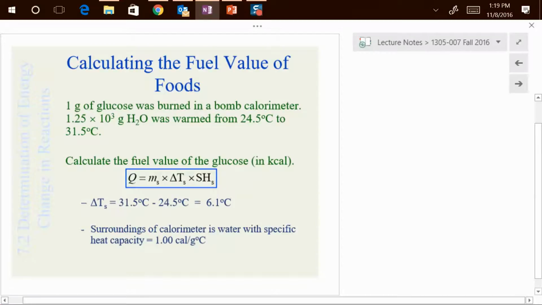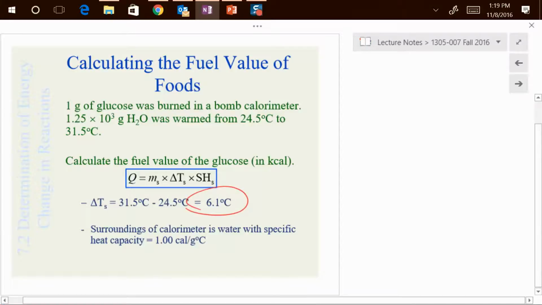Okay, so 1 gram of glucose was burned in a bomb calorimeter. 1,250 grams of water was warmed from 24.5 degrees Celsius to 31.5 degrees Celsius. So we have a delta T. 31.5 minus 24.5 would be our change in temperature. We have the mass of the water, which is 1,250 grams of water. Okay? And we have the specific heat of water. So we can calculate the energy of the water. So here, 6.1 degrees Celsius temperature change.